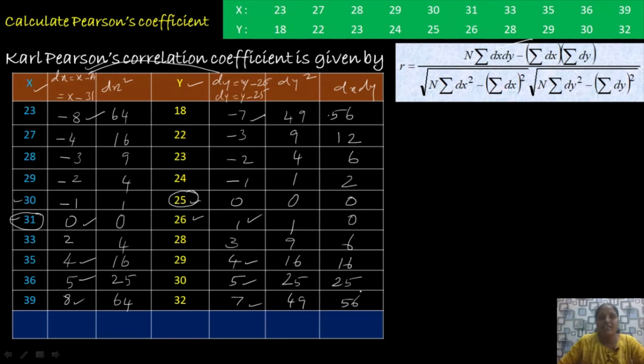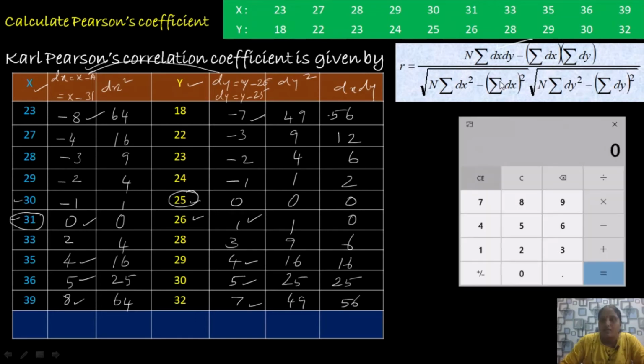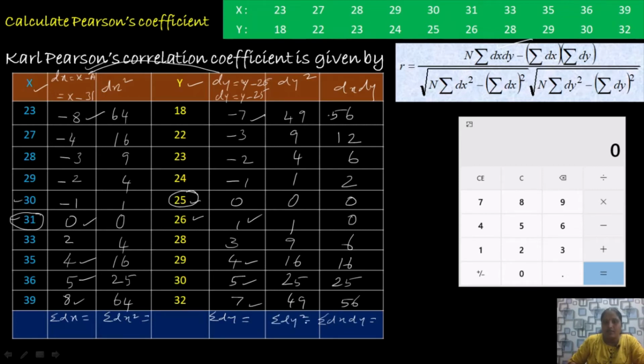Now let me calculate the total of all these values. To calculate the Pearson coefficient we need the values of sigma dx dy, sigma dx, sigma dy, sigma dx square and sigma dy square. We need all these values to calculate Pearson's coefficient.